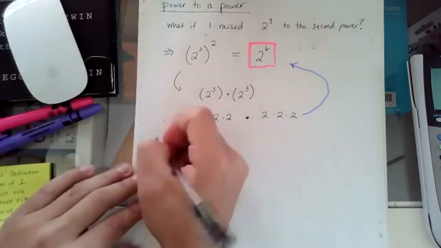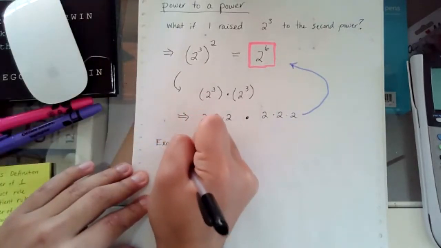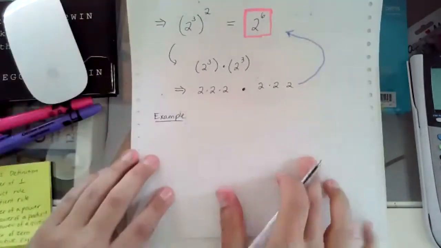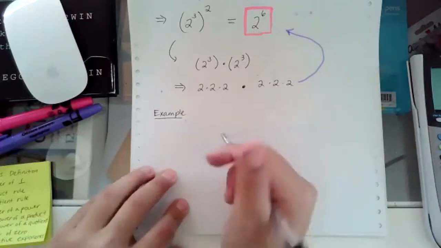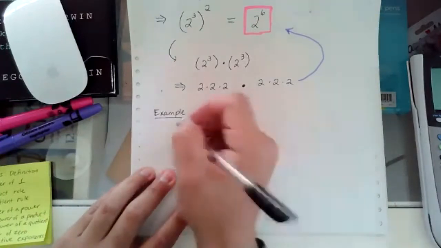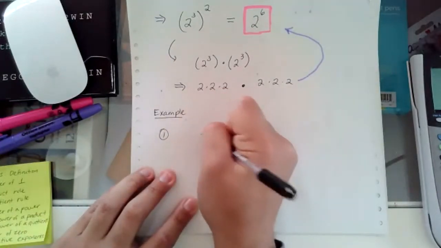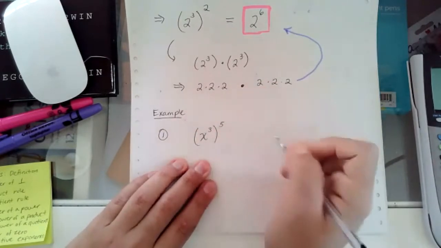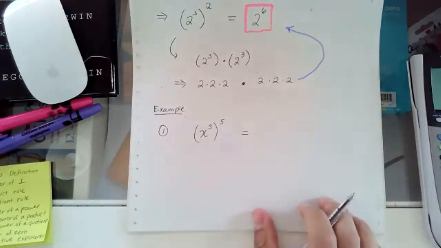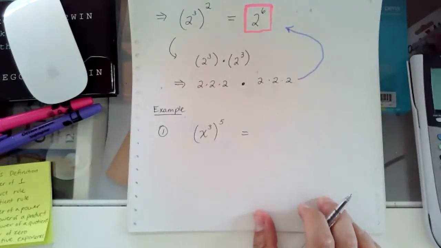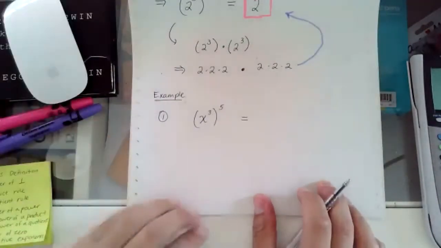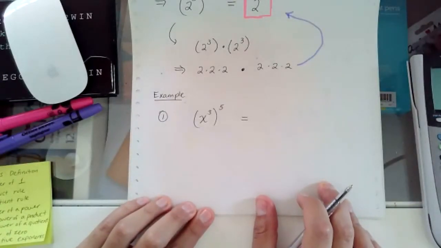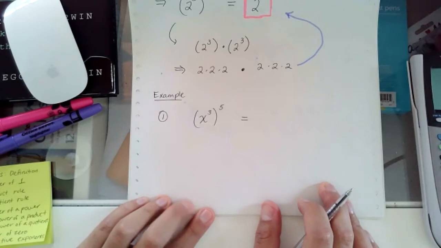Okay, so let me give you an example and see if you guys can figure this out. I'm sure you can. You guys seem to be a very smart, attractive, and quick-witted bunch. So what would x to the 3rd power raised to the 5th power be? X to the 15th power.